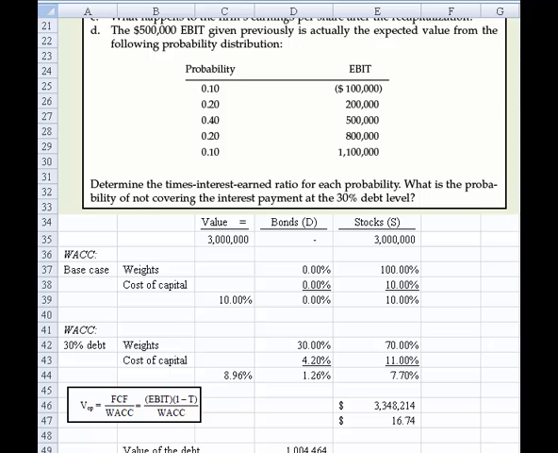Okay, now I've slid back up so we can answer Part D, the last one, which says the $500,000 EBIT given previously is actually the expected value from the following probability distribution. So we've got a 10% probability that EBIT will actually be a loss of $100,000, and then we go all the way up to a 10% probability that EBIT could be as high as $1,000,001. And then we need to determine the times interest earned ratio for each probability and determine the probability of not covering the interest payable at the 30% debt level.